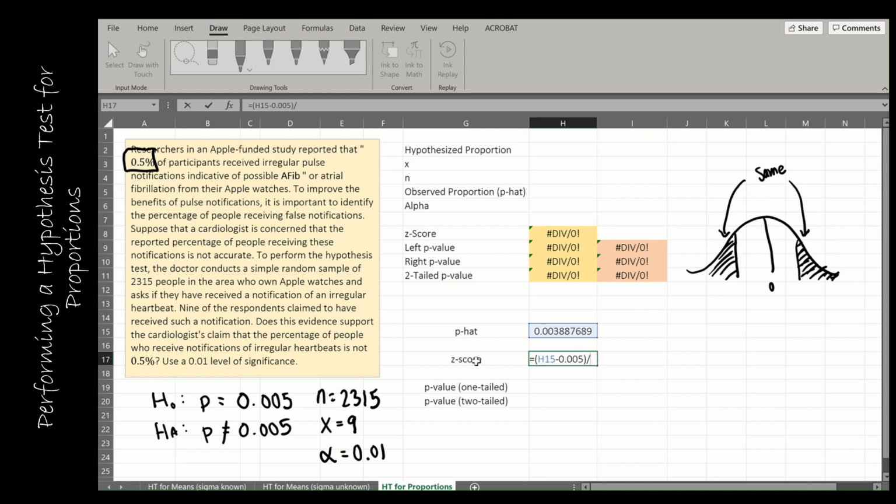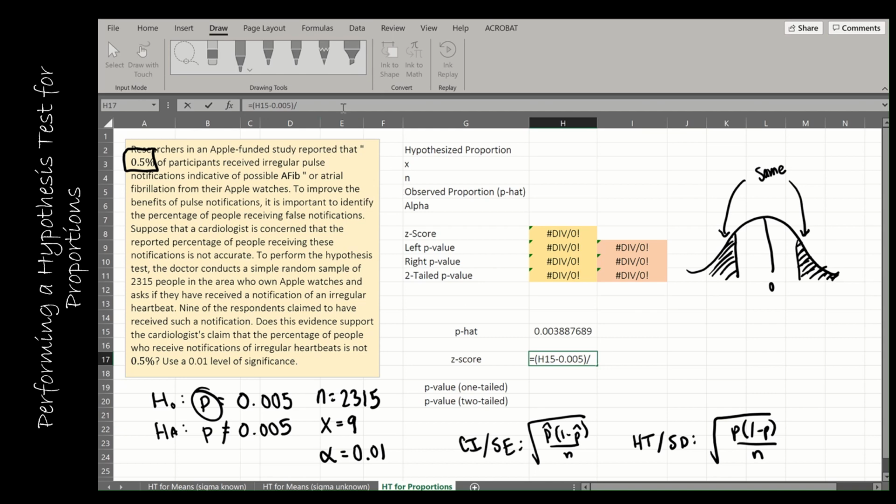Now for a mean, it's different than a proportion. And when we did a confidence interval, we found the standard error. And that standard error was the square root of p-hat times 1 minus p-hat, divided by n. But for a hypothesis test, we actually are going to use the standard deviation, which instead of using p-hat, just uses p, which is our hypothesized value, and 1 minus p and n. So be very careful there.